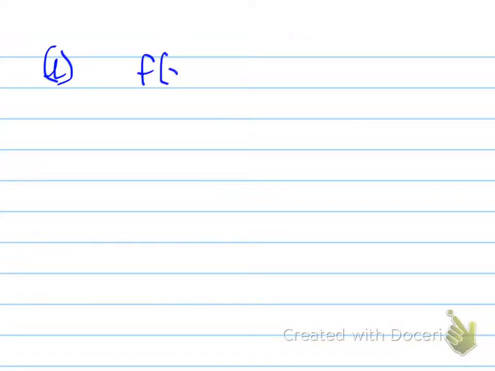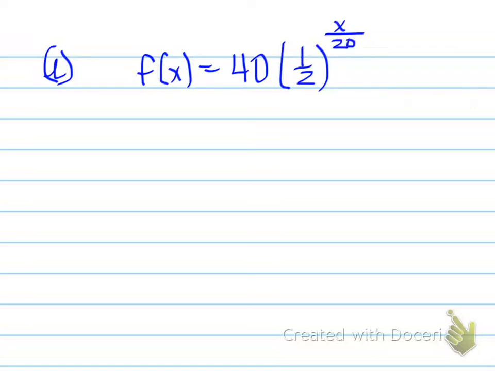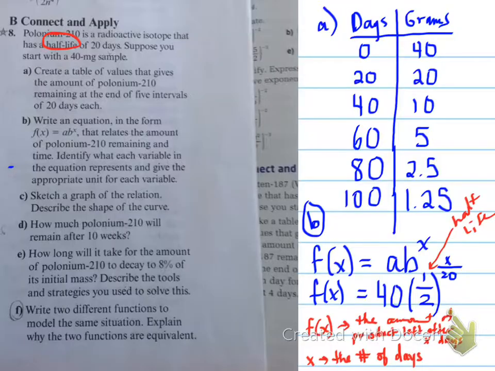All right, E. f of x is equal to 40 times 1/2 to the power of x over 20. What does E say? E wants us to determine how long it will take for the amount of polonium-210 to decay to 8% of its original mass. Let's go back to that other question.